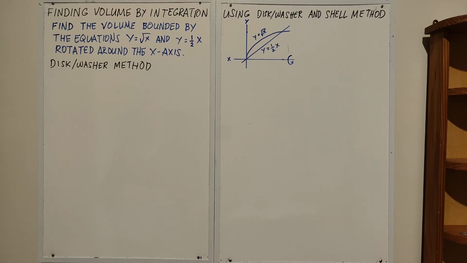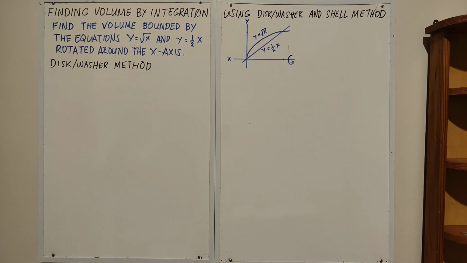Today we will be finding the volume by integration using the washer method and the shell method. You can use both methods to solve a problem and you will have the same answer. So we have this problem: find the volume bounded by the equations y is equal to the square root of x and y is equal to 1/2 x rotated around the x-axis.